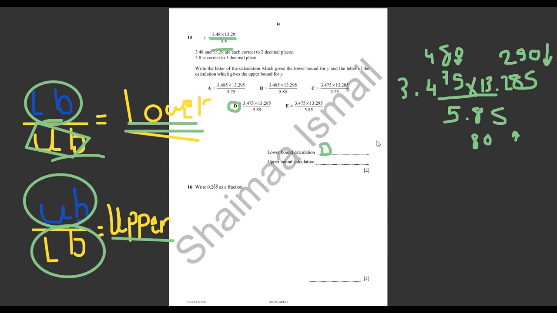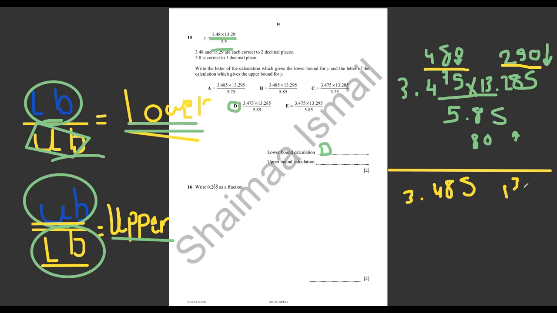Okay, let's make the upper bound the highest. To get the highest, we have to make a big number divided by a very small number. Okay, so let's get the highest from 480, so it will be 3.485. And instead of 290, it will be 13.295.